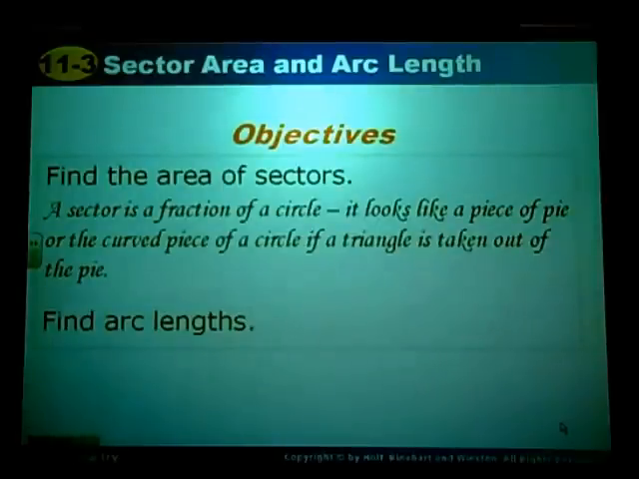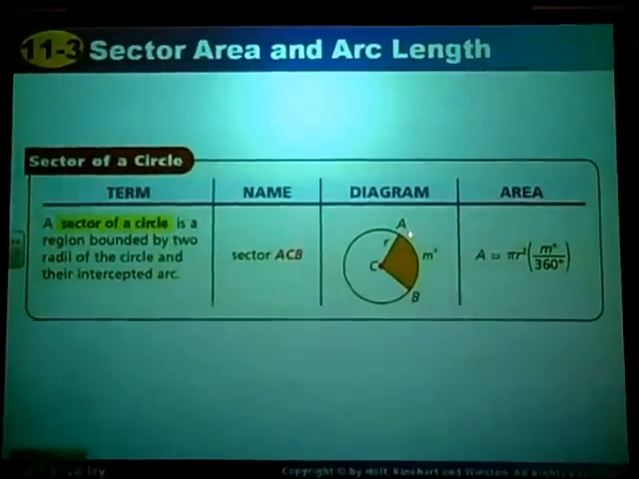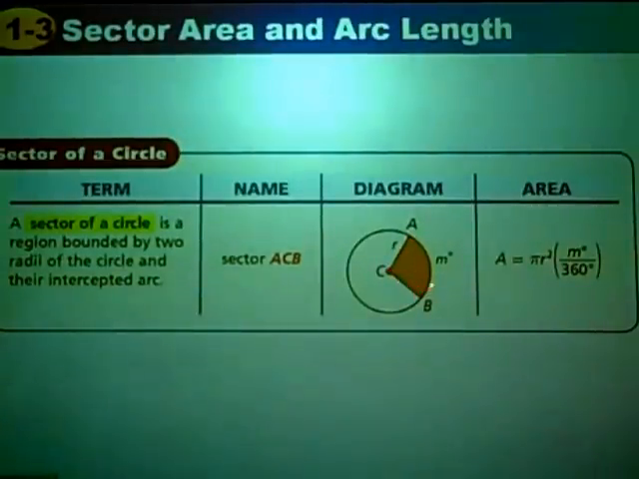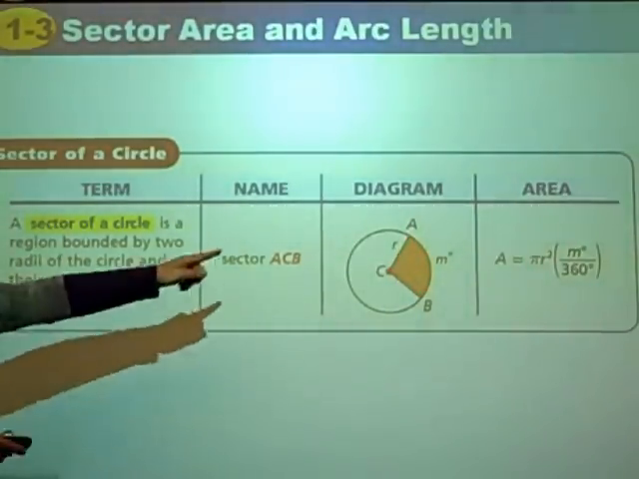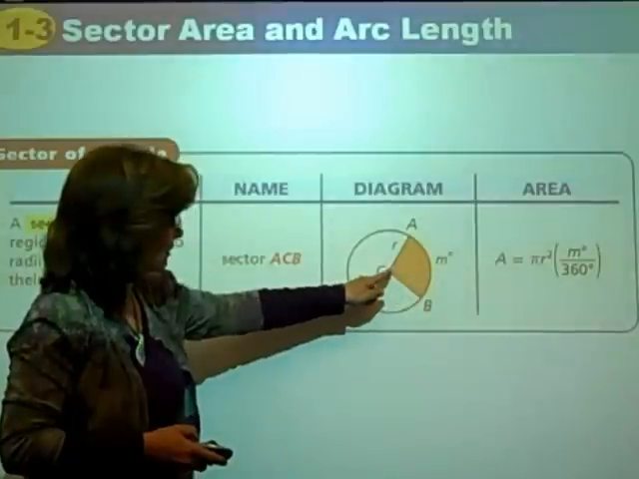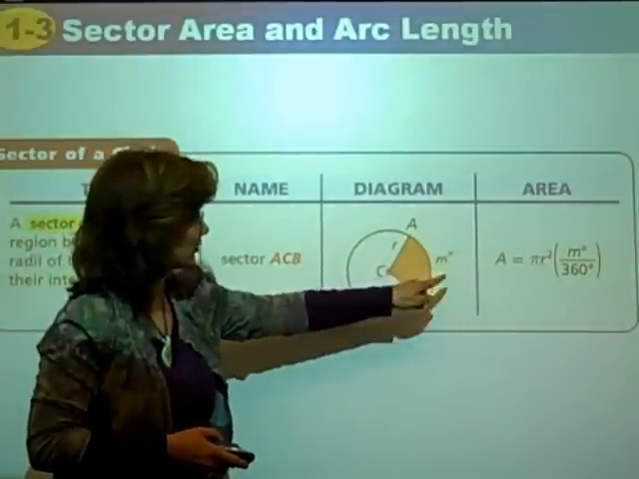So that said, let's put into your notes the sector of a circle. It's a region bounded by two radii and their intercepted arc, or a central angle and its intercepted arc. So here's a nice picture of sector ABC. We know that this angle measure is the same as that angle measure.